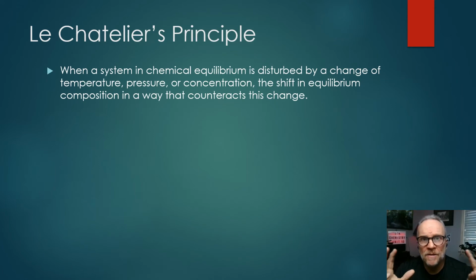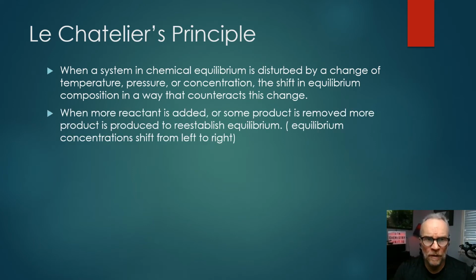So when a system reaches equilibrium, it wants to maintain that equilibrium. So if it is disturbed by a change of temperature, pressure, or concentration, the shift in equilibrium compensates in a way that counteracts the change. All right, so in our first example here, when more reactant is added or some product is removed, more product is produced to reestablish the equilibrium.